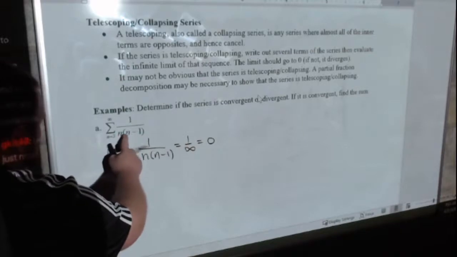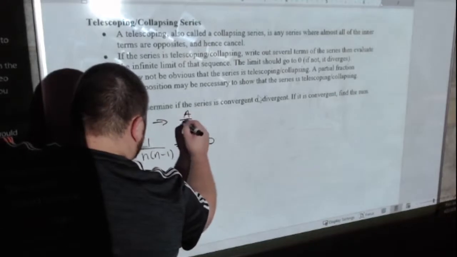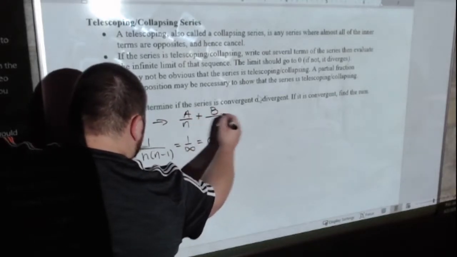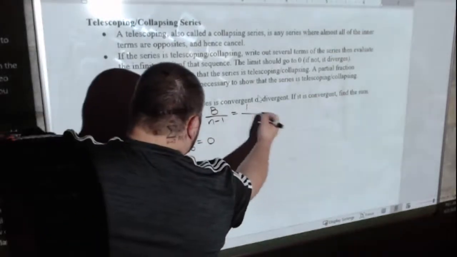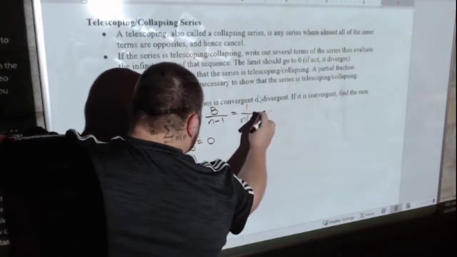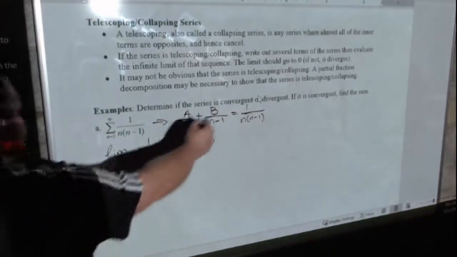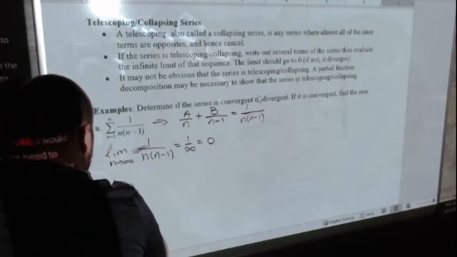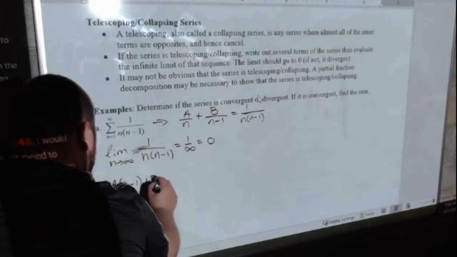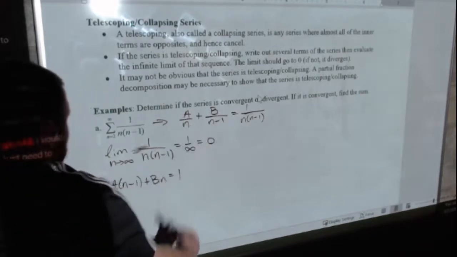So I've got two linear distinct terms here. So this is going to be a over n plus b over n minus 1. And that combination has to equal 1 over n times n minus 1. Okay. So if I do my cross multiplication here and set just the numerators equal, I would have a times n minus 1 plus b times n all equaling 1. Right, because I would multiply a by this, b by that.